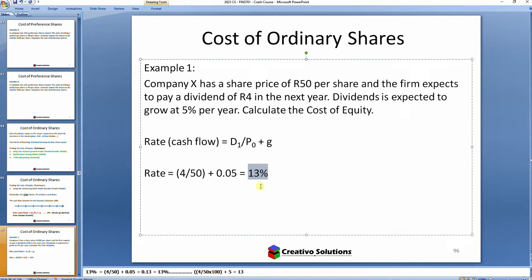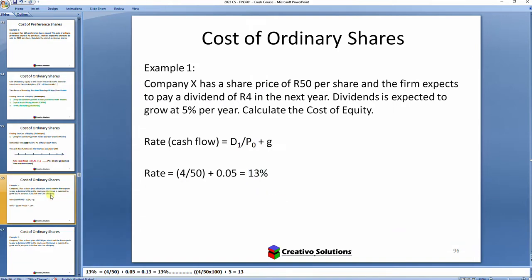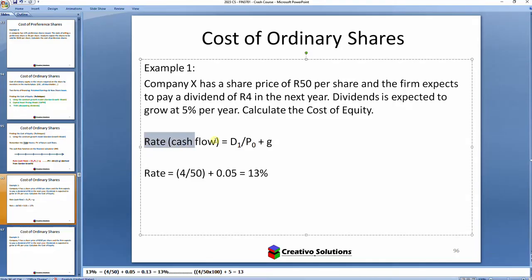Right, happy with Gordon growth? Yes. Okay, so Gordon growth is just a formula. That's the equation. If they talk about share prices, dividends, growth, make sure you write down that formula and use that equation. Okay, it's just about knowing when to use what.